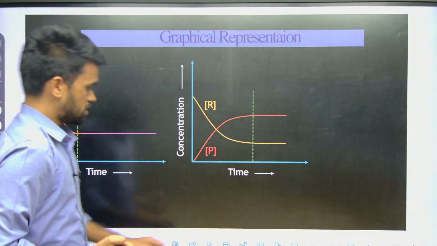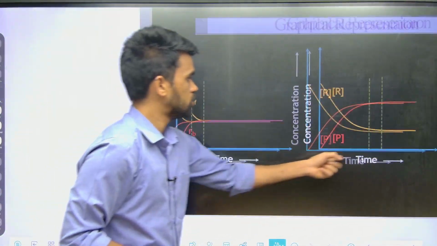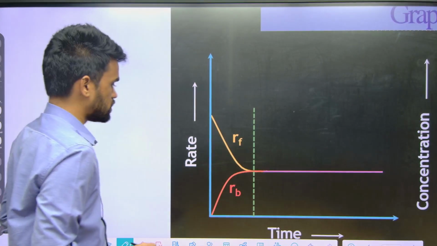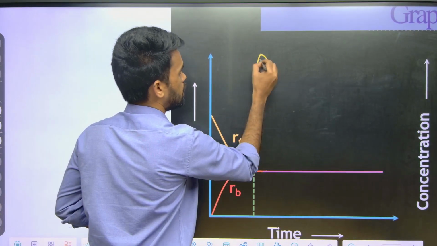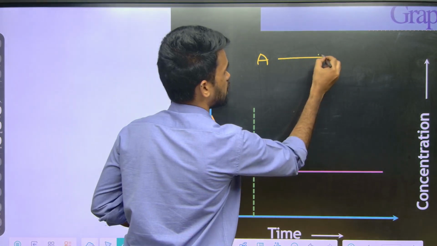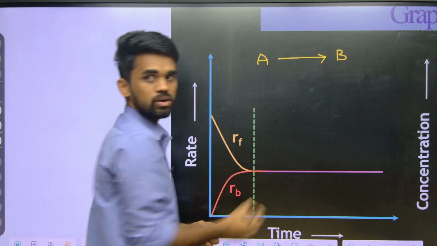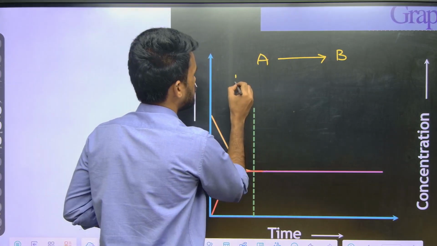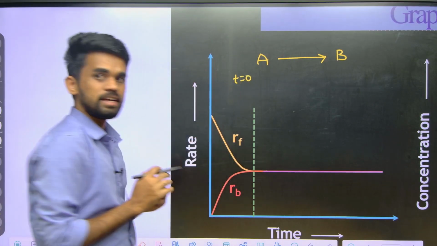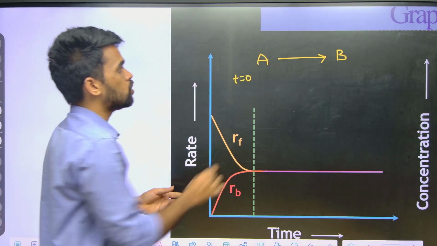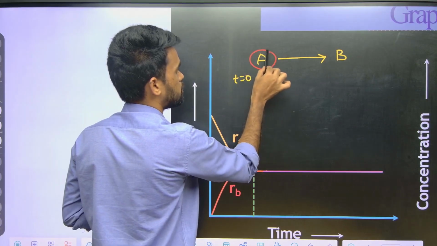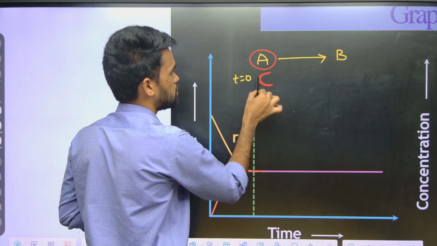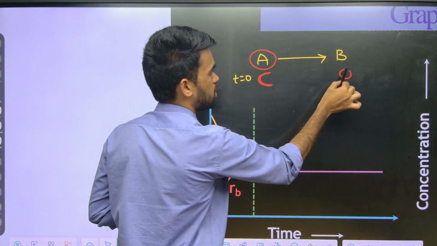See, for example, we are carrying out a chemical reaction. In that reaction, A is converting into product B. At the initial time t0, what do we have? Only reactants are present. So it means the concentration of reactants will be maximum and the concentration of product will be 0.